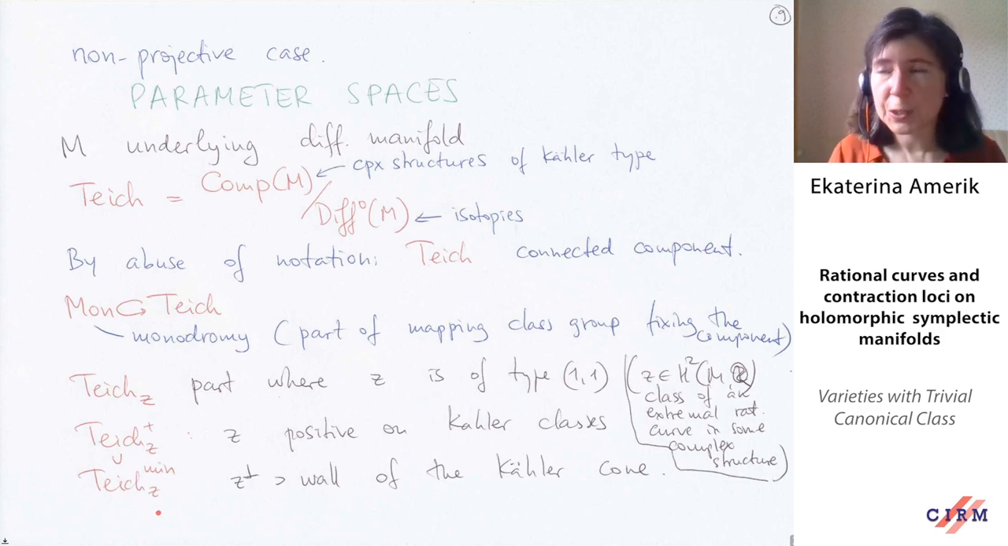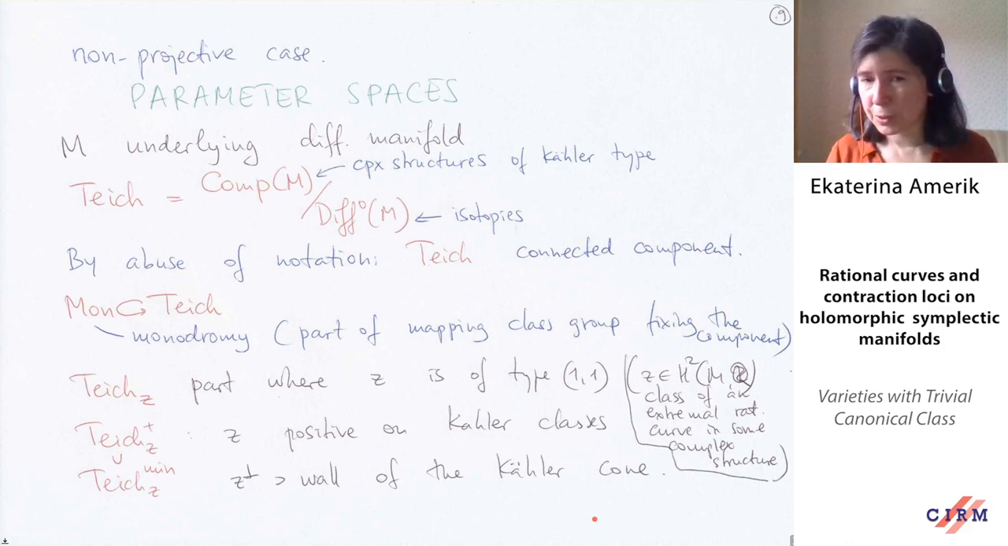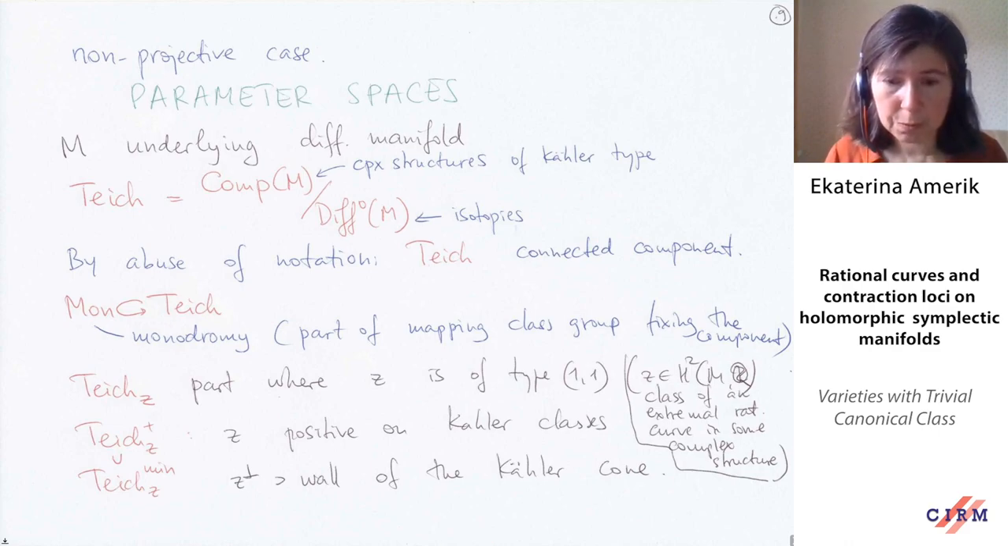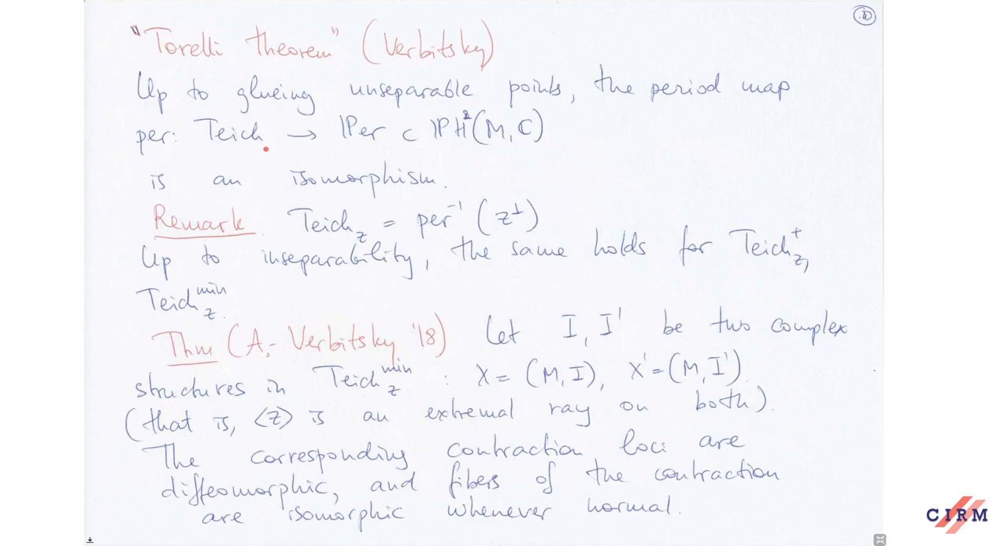This is the deformation space where our class of an extremal rational curve remains a class of an extremal rational curve. Well, I have told you already that rational curves have tendency to deform together with their cohomology class, but of course, sometimes they may cease to be extremal, but we consider the locus where they don't. And it turns out, so it's Verbitsky's Torelli theorem, that this Teich, it is non-separated, but if we glue together all inseparable points, it becomes the same thing as the period domain. So the period map from Teich to the period domain, the period domain is exactly the same thing as it is for K3 surfaces.